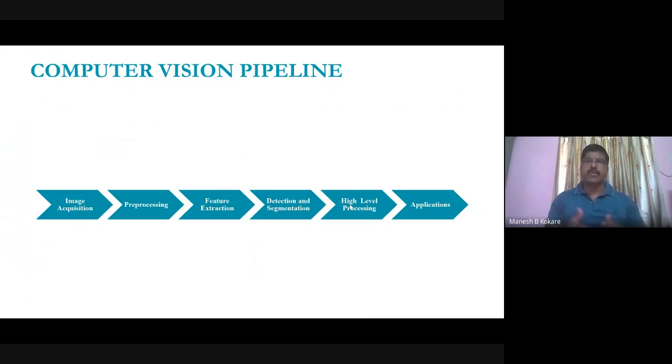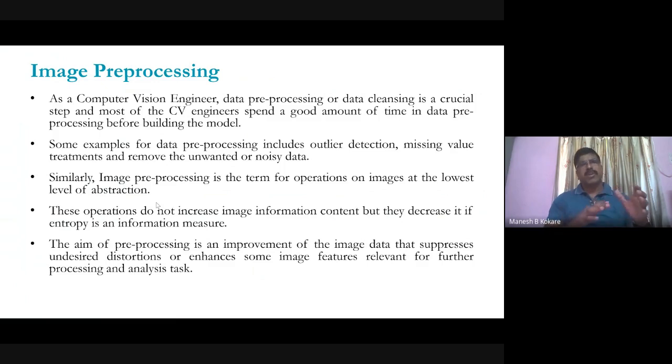We have already seen in our last lecture that there are several applications. I told you in my last lecture that 70% of real-world problems can be solved by using computer vision. So this is a very powerful subject. In this chapter, we are going to focus only on this part, that is, low-level computer vision. This is nothing but image pre-processing.